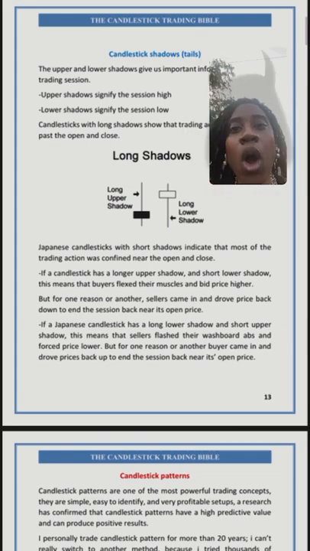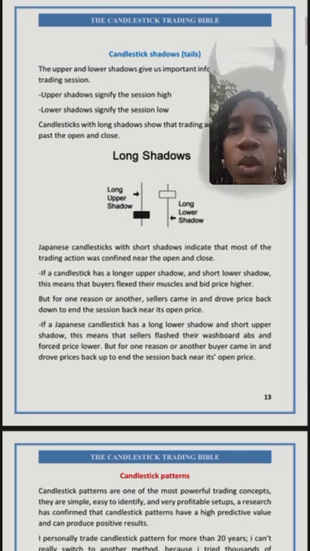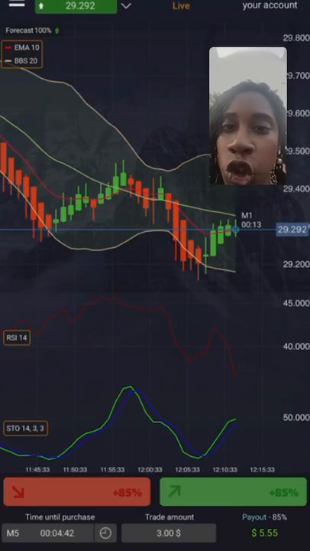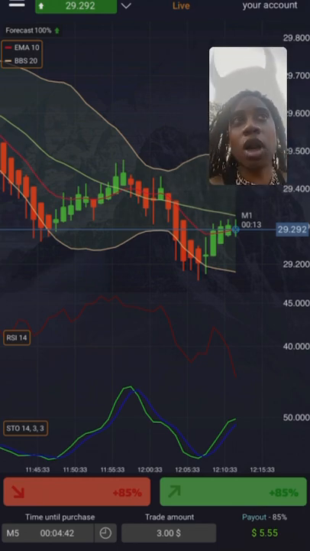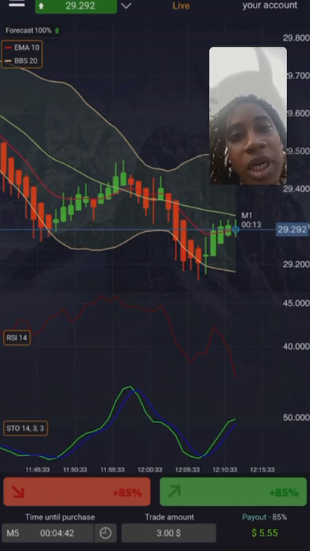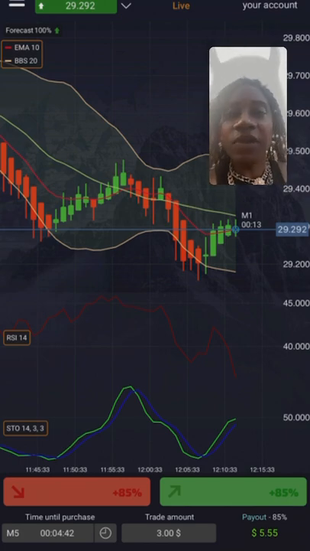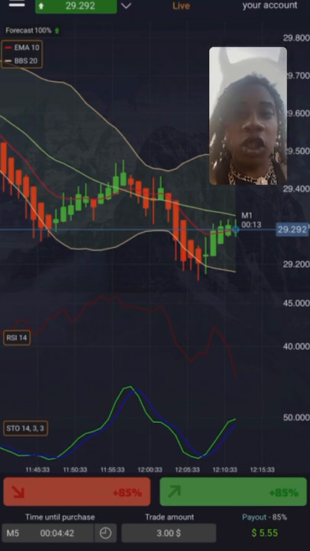The reason why we are seeing these now is because we want to identify some places in the market where we have shorter or longer shadows, or shorter and longer candles. So if you look right here, you see a little red one and a green one. The green one has a shorter wick versus the red one, which is longer.